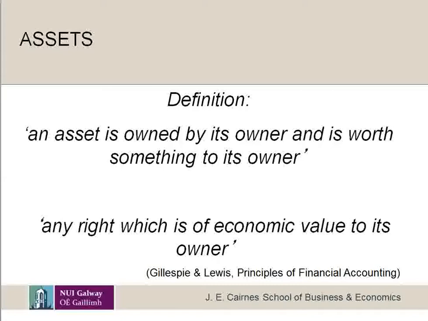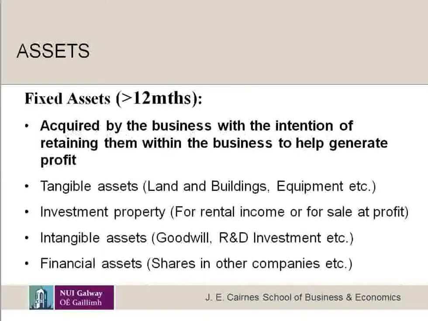So an asset is owned by its owner and is worth something to its owner, or it's any right which is of economic value to its owner. And there are two types of assets. So firstly, you have fixed assets. These are assets that the business will hold for more than 12 months. And they're acquired by the business with the intention of retaining them within the business to help generate profit.